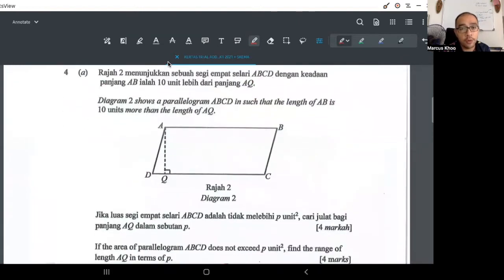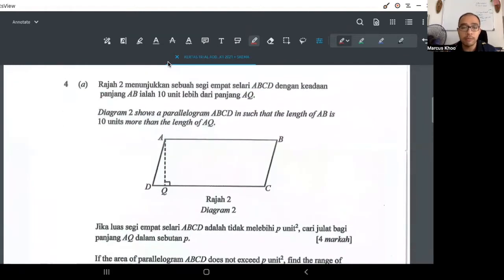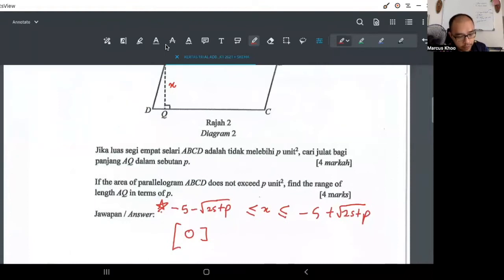Okay, question number 4. Question number 4 is a little bit weird now, but let's take a look. Diagram 2 shows a parallelogram ABCD such that the length of AB is 10 units more than the length of AQ. Okay, I repeat, the length of AB is 10 units more than the length of AQ. That means, let's say AQ I say as X, AB will be X plus 10. Now, if the area of the parallelogram does not exceed P units, find the range.